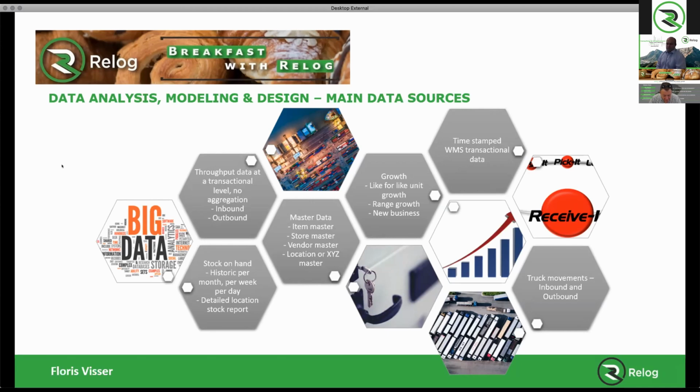The next obvious thing we look at is stock on hand. And sometimes we run into quite a few issues here. Very few customers actually keep accurate records of stock on hand over a 12-month period. Our requirement normally is at least to see it on a weekly basis or a monthly basis. Even on a per day basis is great.